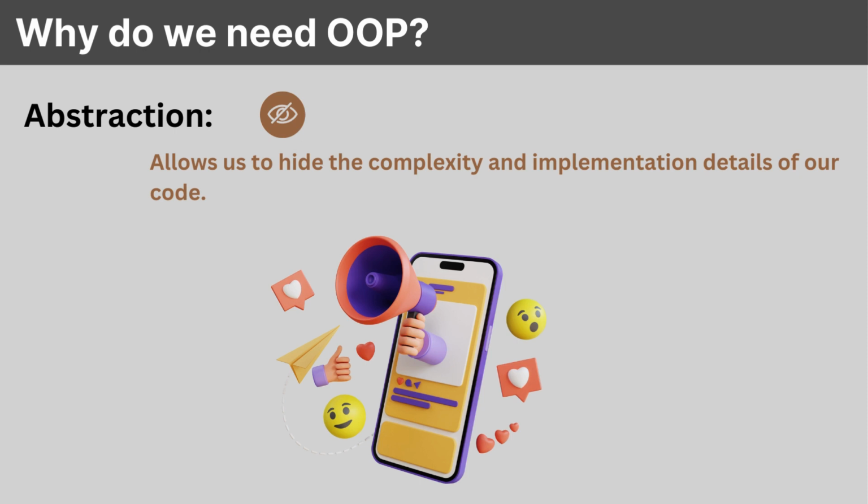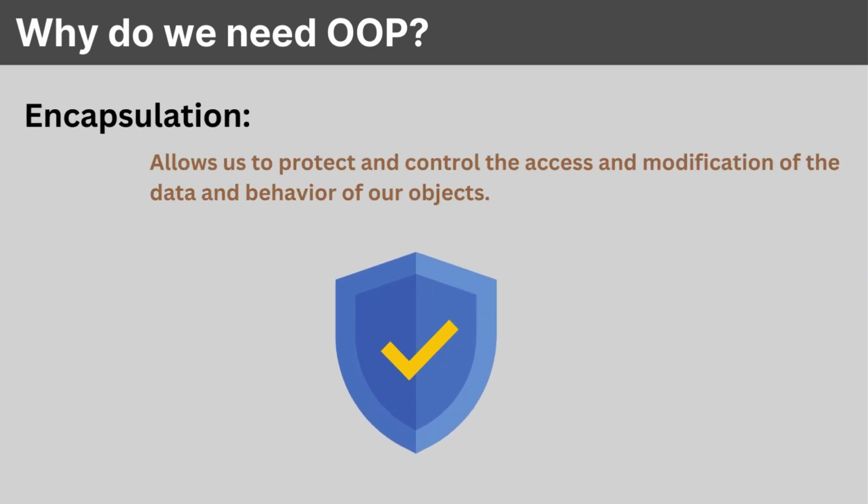Similarly, when we create objects, we don't need to know how the properties and methods are defined and executed internally, and we only need to know how to access and use them. Abstraction helps us to reduce the complexity and increase the readability and usability of our code. And then we have encapsulation.